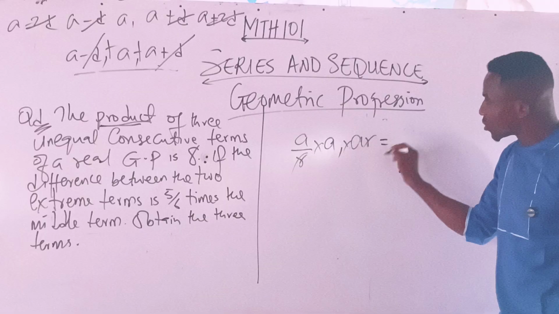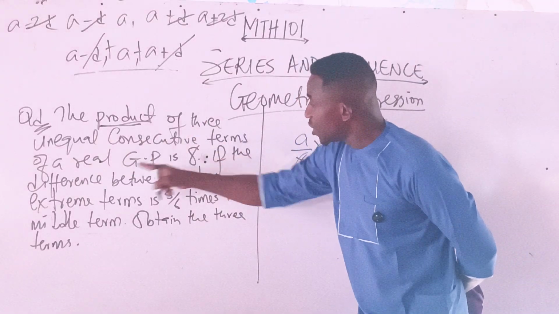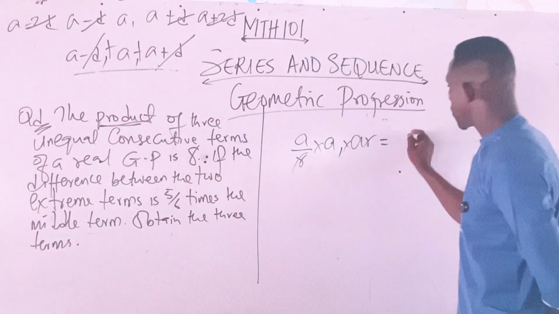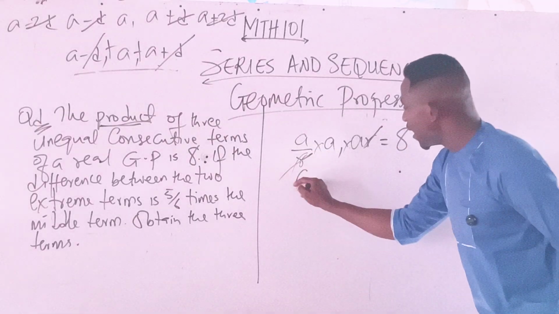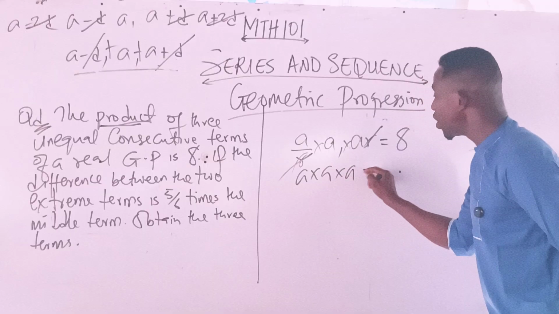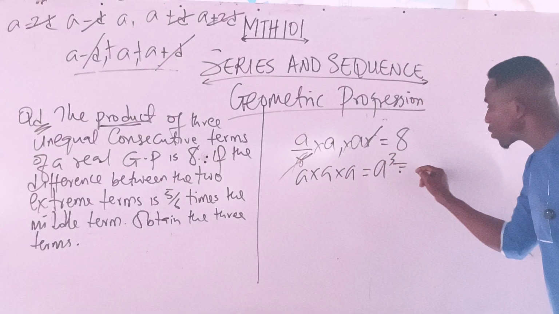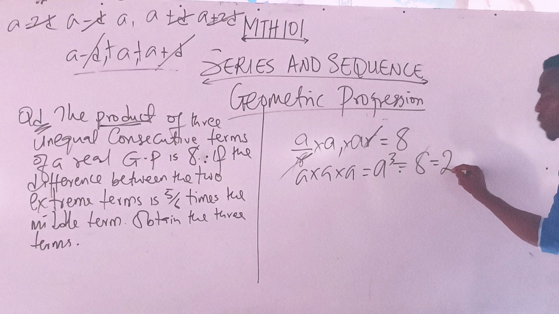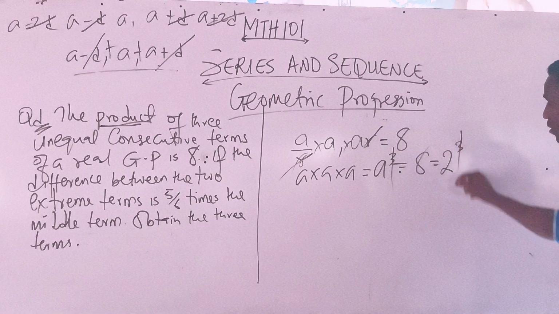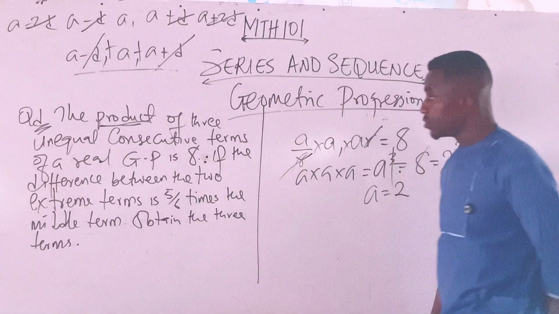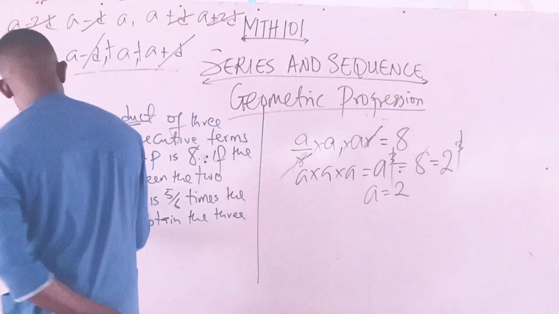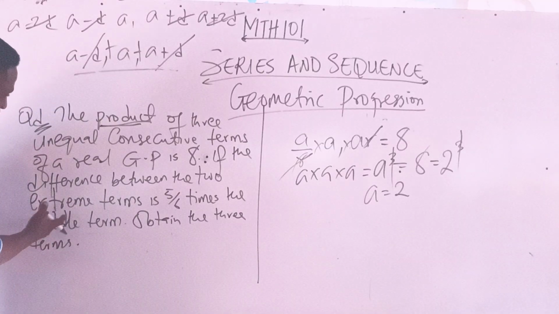Now it is equal to what? The product of 3 consecutive terms of a real GP is equal to 8. That means R must cancel what? R. What is left? A times what? Equal to A raised to the power what? Which is equal to what? And base number of 8 is 2, right? Raised to the power what? Can this cancel this? A is equal to what? 2. Do you understand?